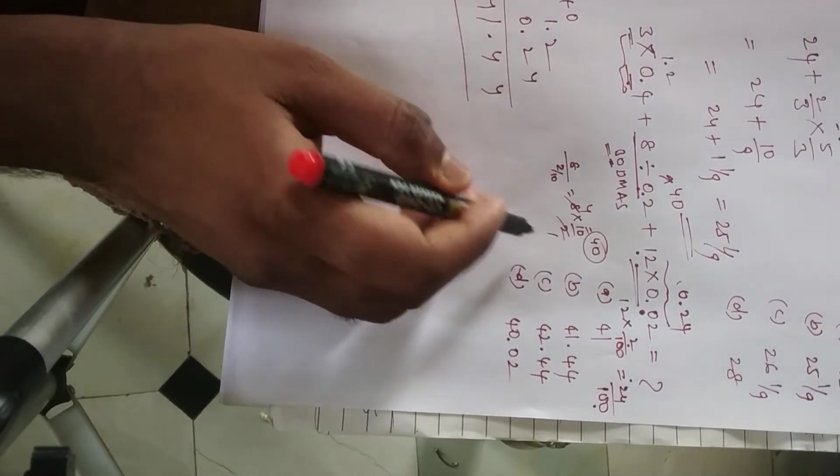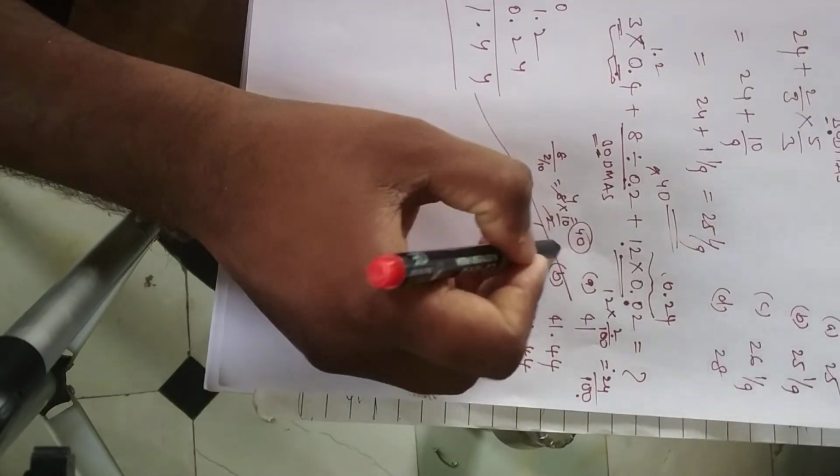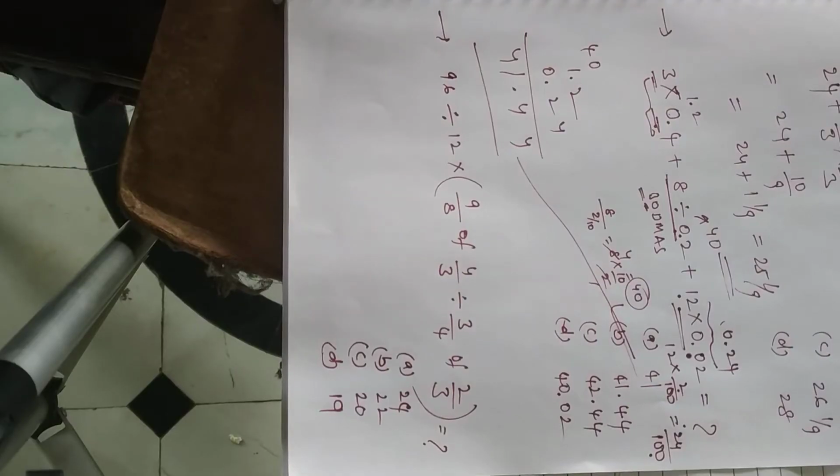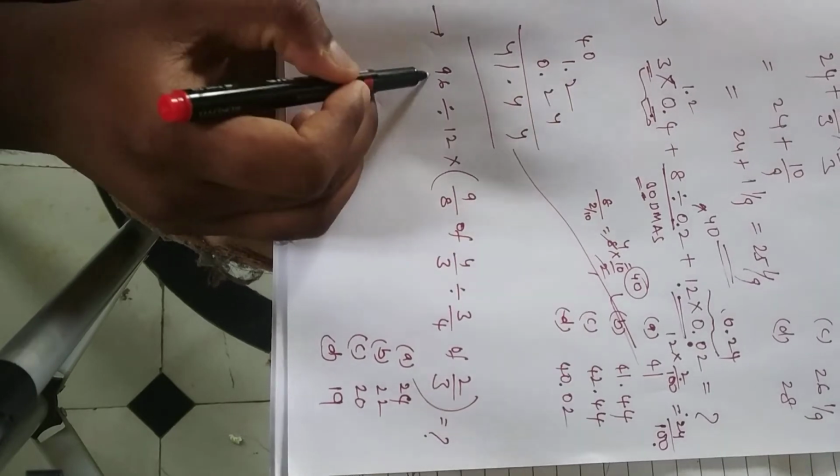41.44. The correct answer is option B. Option B is the correct answer. I hope you understood. Next question.